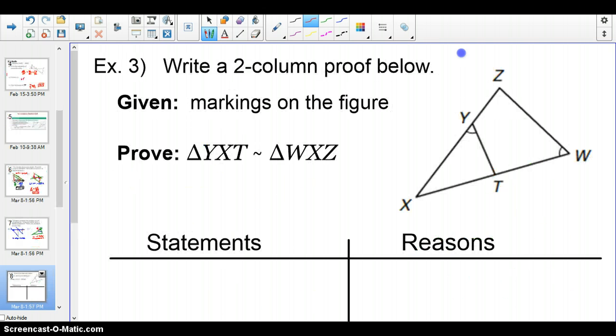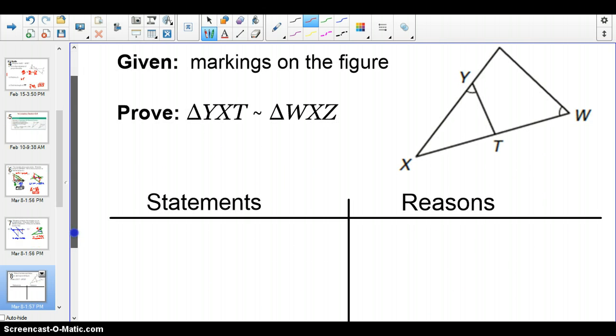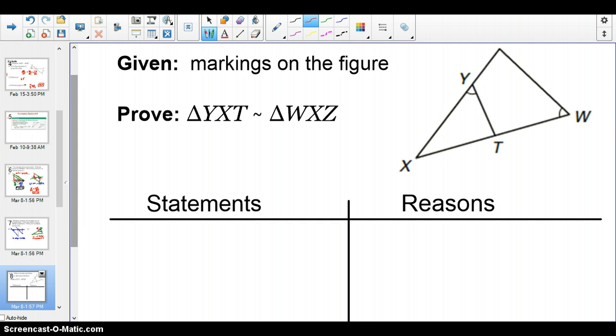Okay, let's write a proof. We haven't done these in a while. Let's start with our given. Our given is the markings on the picture. So we're given that angle XYT is congruent with angle W.